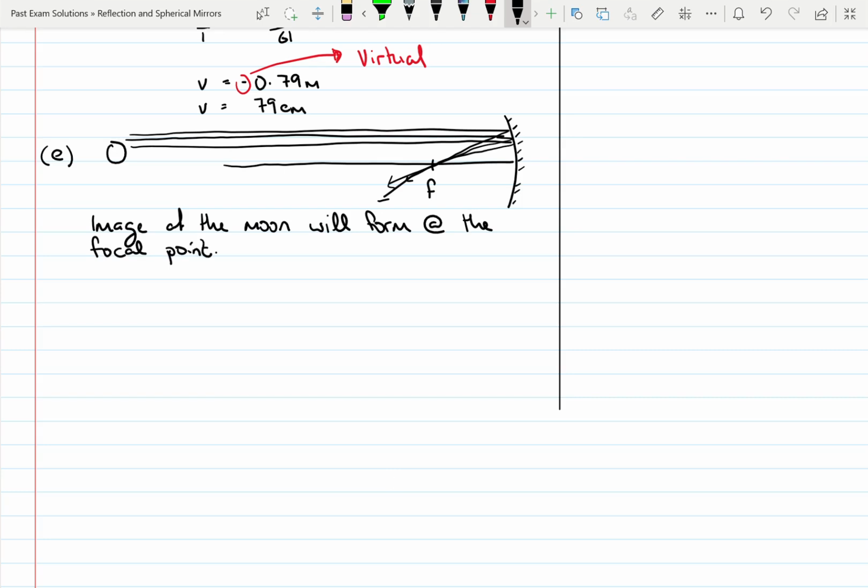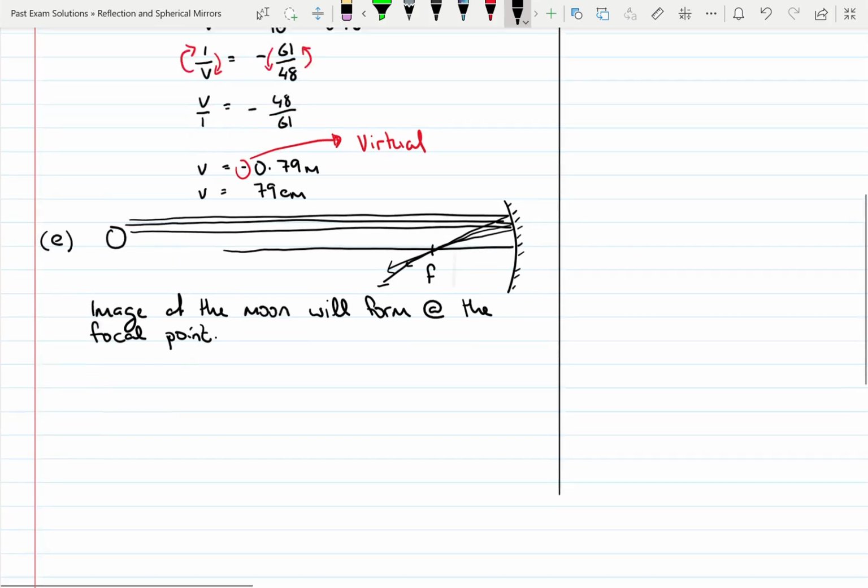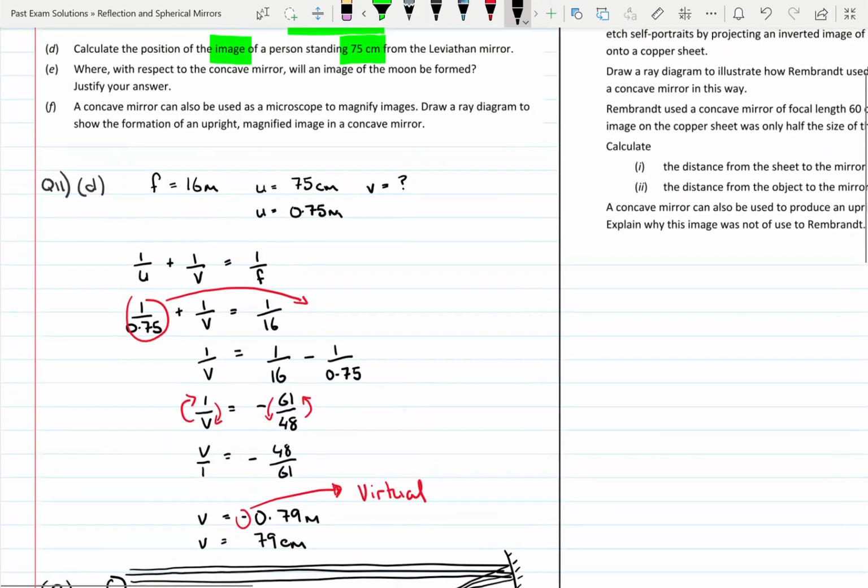Just to recap that one more time, light from a distant object, in this case the moon, it's obviously quite a distance away, that light will travel in parallel to our principal axis. If you've got a light ray traveling in parallel to the principal axis, it will, as a result, reflect back through the focal point. So our light rays intersect at the focus. And that is part E.